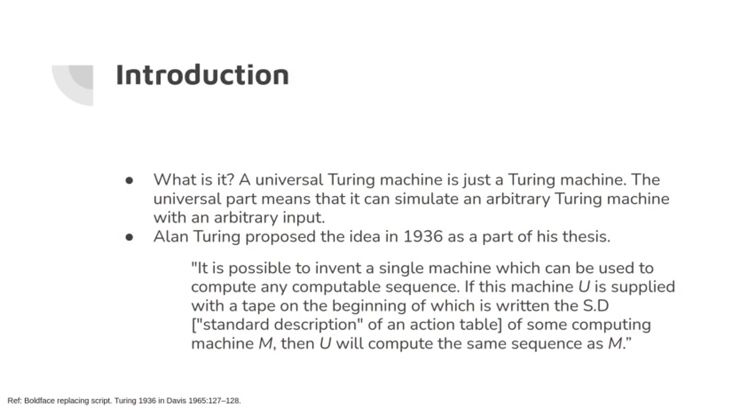So what he's basically saying is that the universal Turing machine does exist, which you can invent to take in an input of a Turing machine M and decode that machine, the standard description of an action table, and use its input, and then U will compute the same sequence M does.